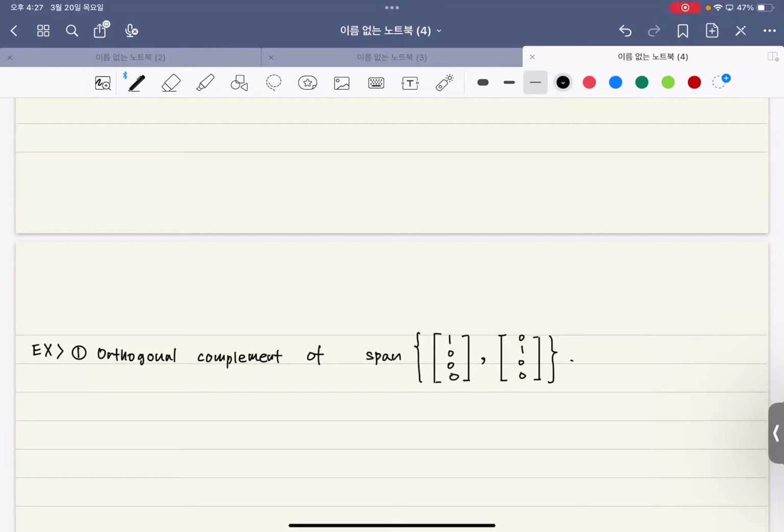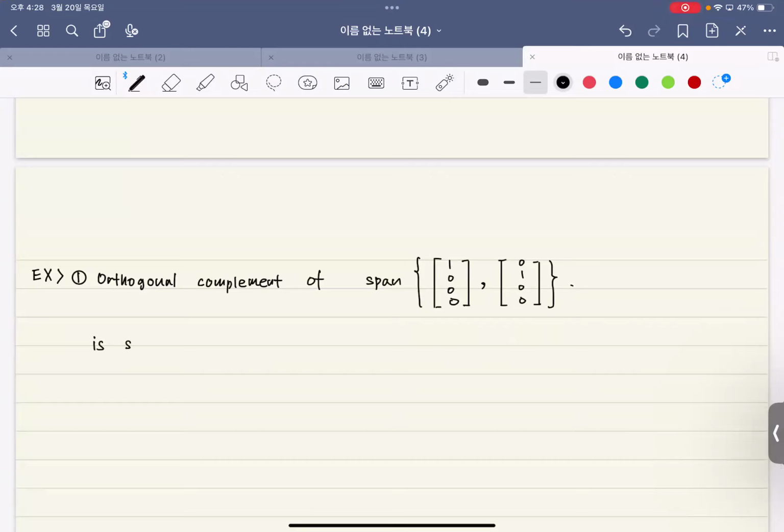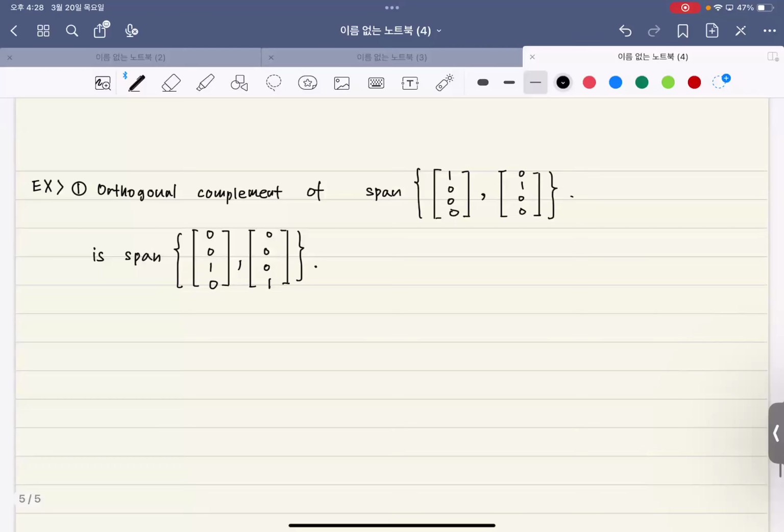Because this space is a 2-dimensional subspace of the 4-dimensional Euclidean space, its orthogonal complement must also be 2-dimensional, and that orthogonal complement must be spanned by (0, 0, 1, 0) and (0, 0, 0, 1). Okay, that was easy.